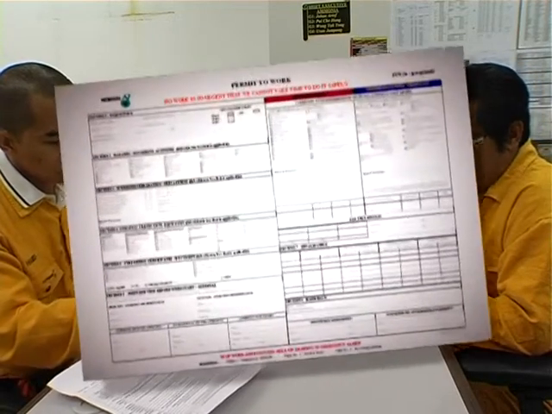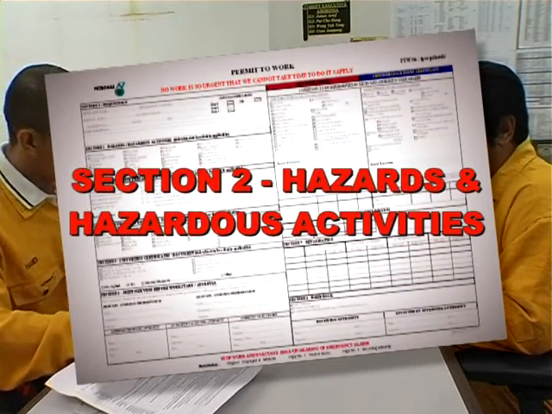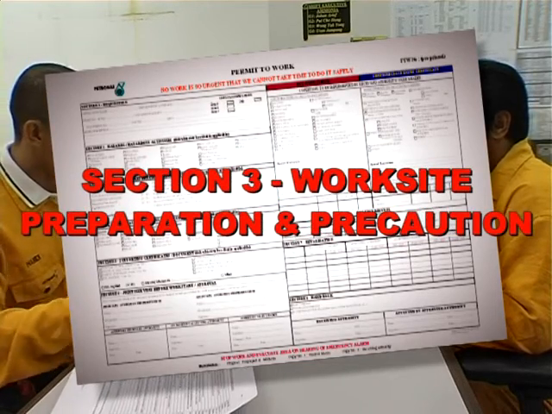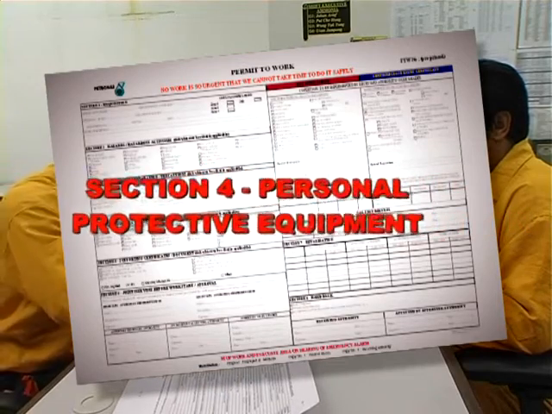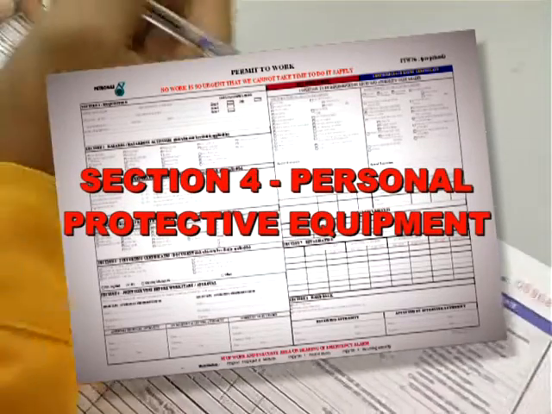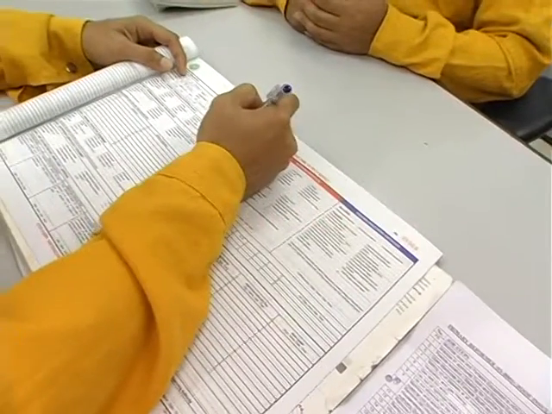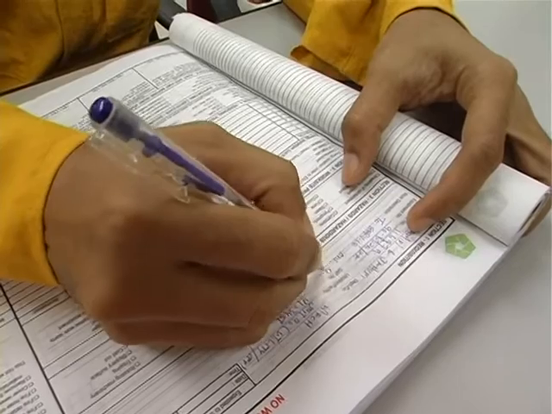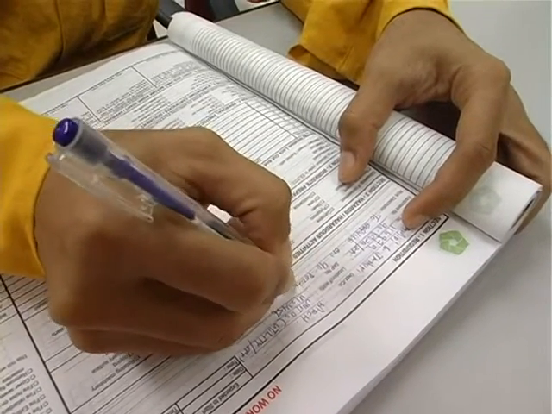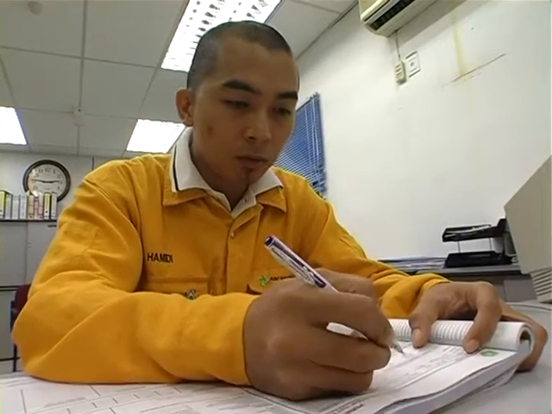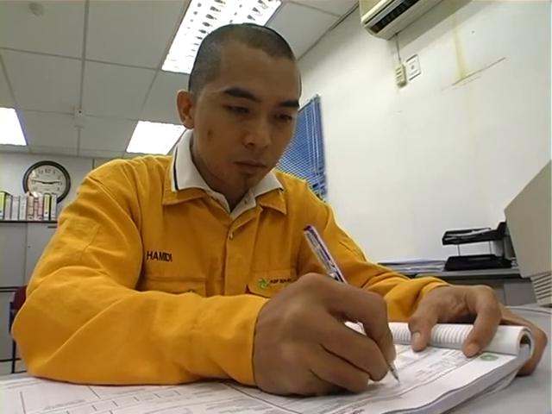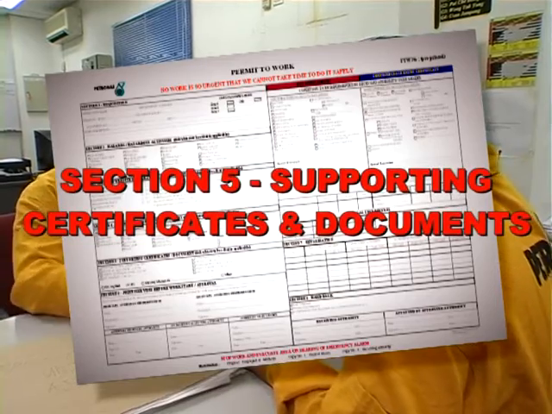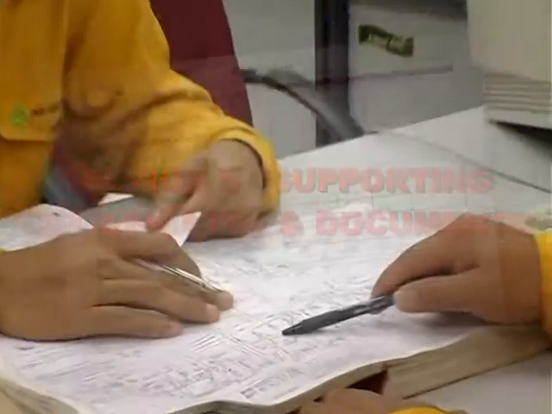After which, Section 2, Hazards and Hazardous Activities, Section 3, Worksite Preparation and Precaution, Section 4, Personal Protective Equipment, known as the PPE, will be filled up. For types of energy isolation required, in this case, physical and electrical isolation required for the job will be checked in Section 5, Supporting Certificate and Documents.